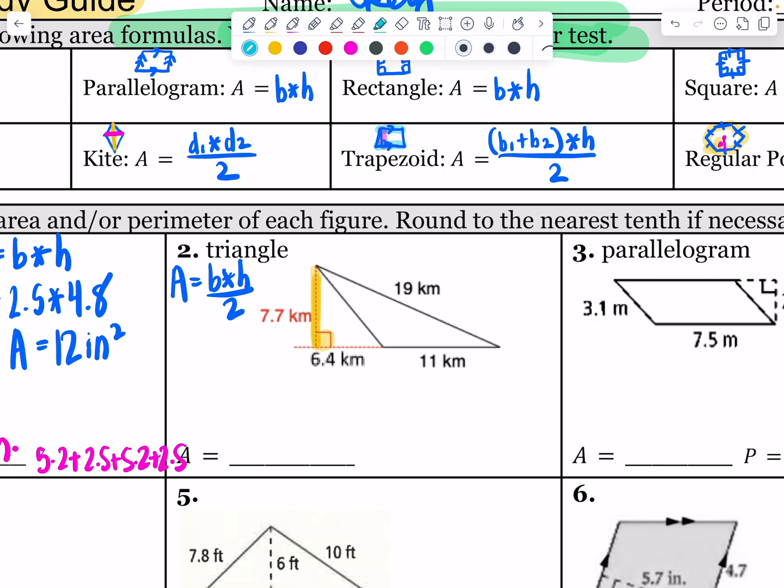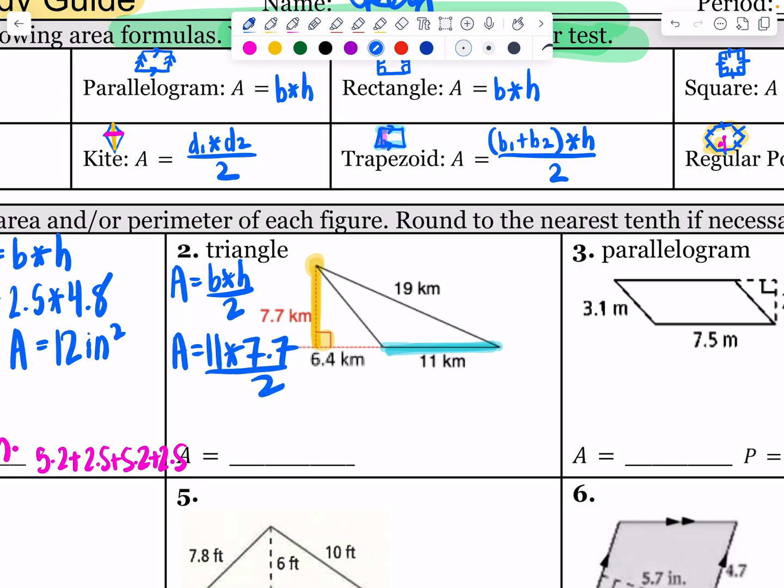What is the solid base that is perpendicular to that? The solid base, the triangle itself, is this part. It's the 11. The 6.4 just shows that my height is happening outside of this triangle, from that vertex to the ground. So I'm going to use those two numbers. I do not add them together, again, because that is dashed, that is dotted. So that is going to be equal to 11 times my height, which is 7.7, divided by 2.